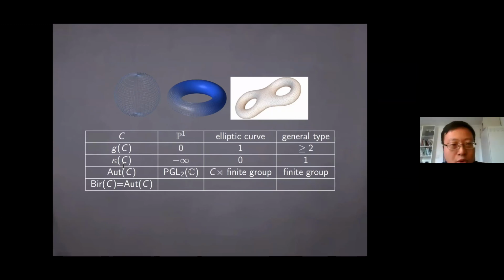So Kodaira dimension is negative infinity, 0 or 1. And the automorphism group here is clear and equals the birational automorphism group, which is PGL2. Here I stated over C, or any field, PGL2 over K. And for an elliptic curve, it's a semi-direct product with some finite group, which depends on the field. And in general type curves, the automorphism group is a finite group. This is a well-known fact.